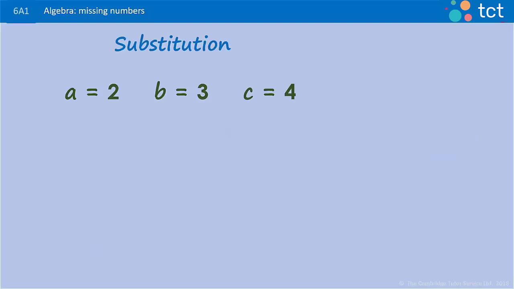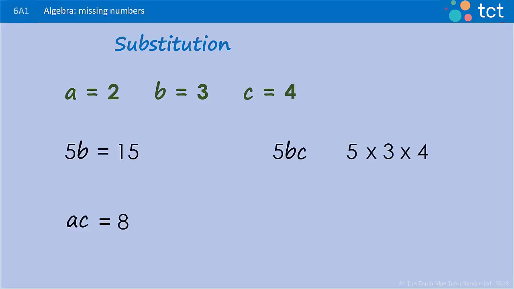Using the same key as before, 5b, that just means 5 times 3. 5b is 15. AC, that just means 2 times 4. AC equals 8. 5bc, so here we have three numbers we're multiplying together. 5 times b times c. 5 times 3 times 4, and that's 60.